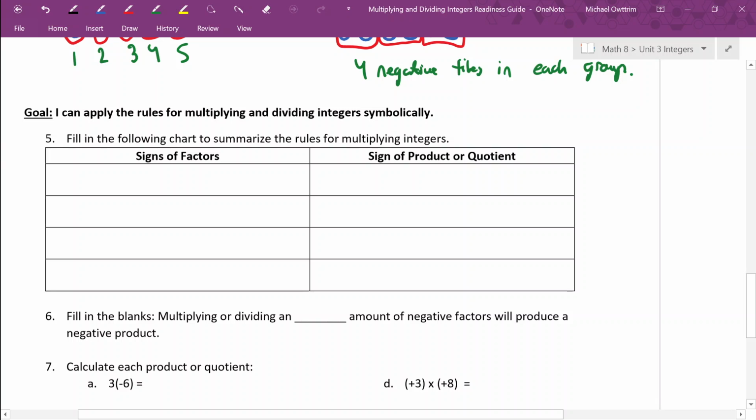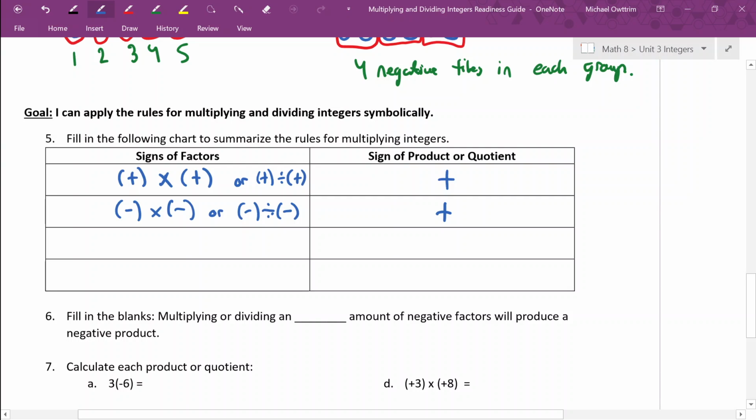So with all that tile work under our belts, we were able to establish some signs. Our rule is that if we have the same sign multiplied or divided, then the sign of the product is going to be positive. Same would apply if we have the same sign but negative. And again, it applies for both multiplication and division. Still going to be positive.